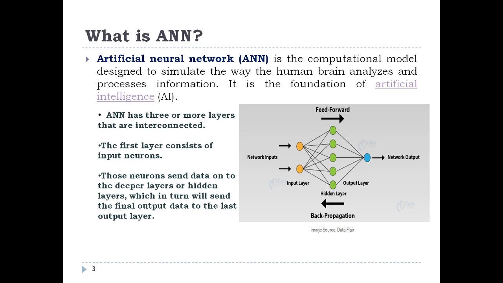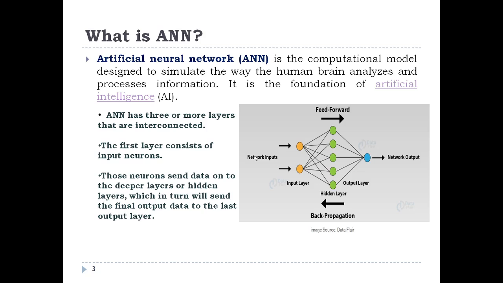So what is an artificial neural network? It is a computational model designed to simulate the way the human brain analyzes and processes information. It is the foundation of artificial intelligence, AI. This artificial neural network solves problems that would have proved impossible or difficult to solve by humans or by using statistical standards. So these difficult problems we can solve by using an artificial neural network.